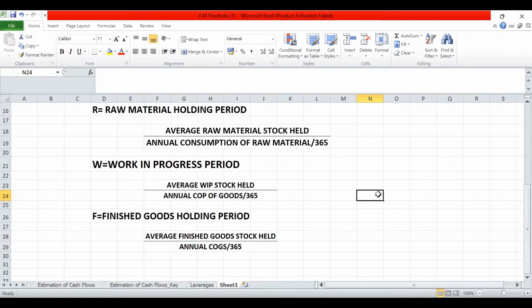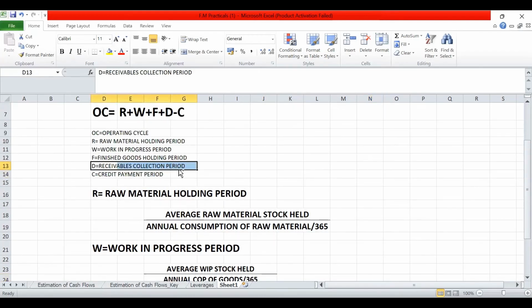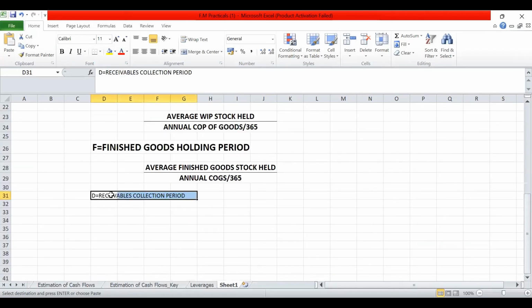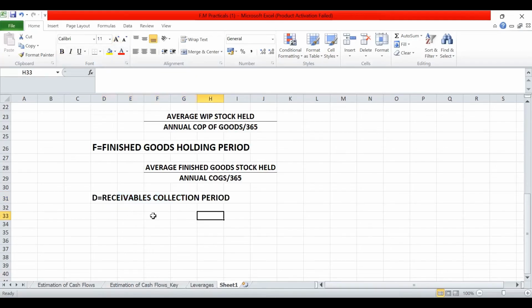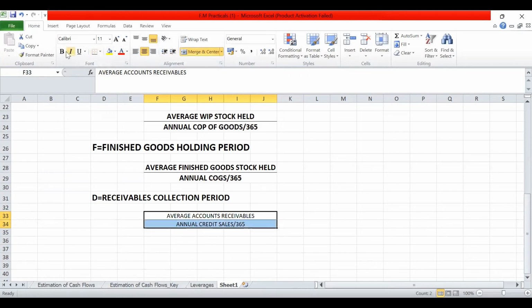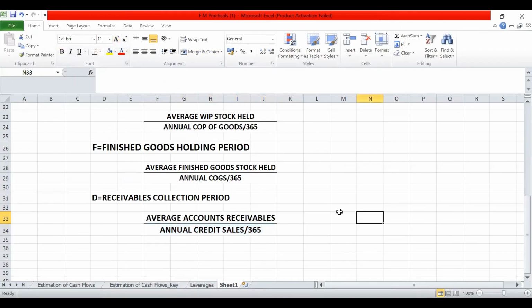Similarly, in order to calculate receivables collection period, that is our D here, the formula will be average accounts receivables, right, divided by annual credit sales divided by 365. So here we are dividing it by the annual credit sales. And if the question gives you average credit sales per day, you can divide average accounts receivable by that also in order to get your answer of the number of days that involves the receivables collection period.